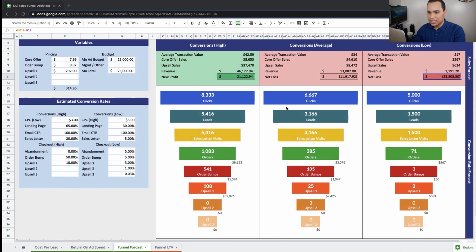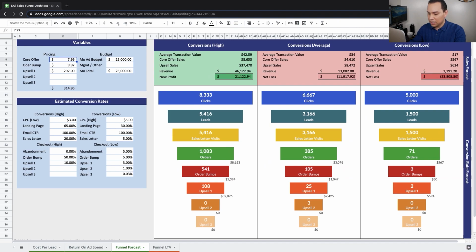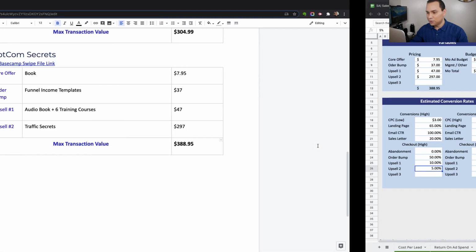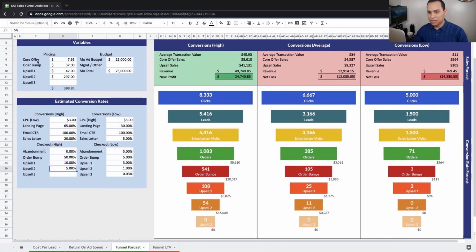So let's go ahead and type in his. I'll go ahead and skip ahead to when I've done that. 1 hour later. And fixing a little math error on the Google Doc here, now we are good to go. So we have our core offer, which is the book at $7.95. We have our order bump, which is the funnels. Then we have some extra stuff, some more extra stuff for a grand total of $388 absolute max.